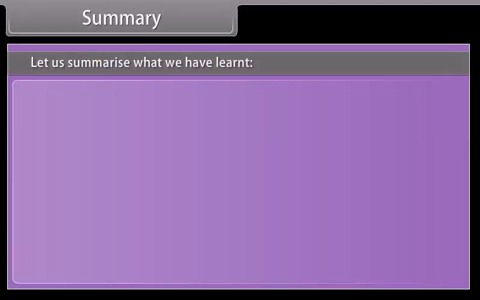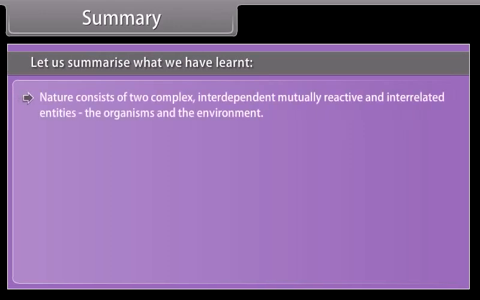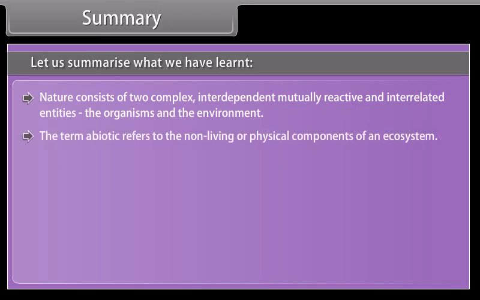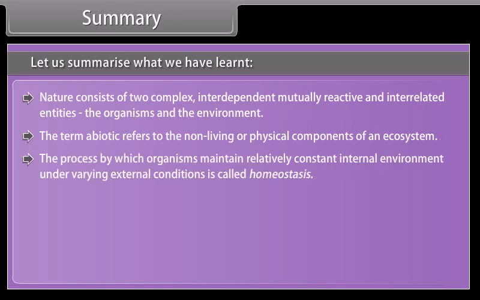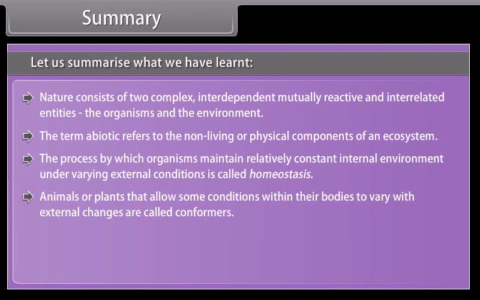Summary. Let us summarize what we have learned. Nature consists of two complex, interdependent, mutually reactive and interrelated entities, the organisms and the environment. The term abiotic refers to the non-living or physical components of an ecosystem. The process by which organisms maintain a relatively constant internal environment under varying external conditions is called homeostasis. Animals or plants that allow some conditions within their bodies to vary with external changes are called conformers.